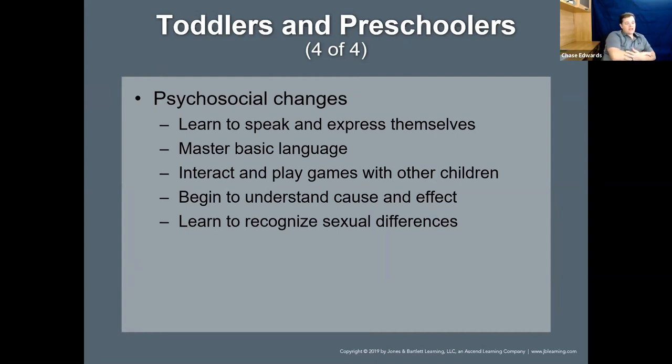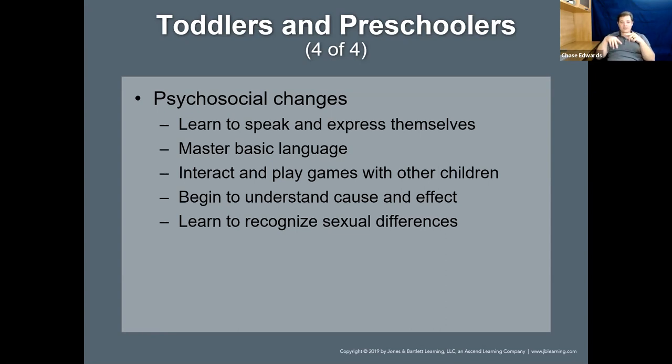So psychosocial changes. Toddlers and preschoolers continue to learn to speak and express themselves. However, toddlers are very attached to their parents and feel safe with them. Separation anxiety peaks at around 10 to 18 months of age. At 36 months of age, basic language is mastered. Refinement of the skill is continued throughout their childhood, hopefully. By age 3 or 4, most children use and understand full sentences.